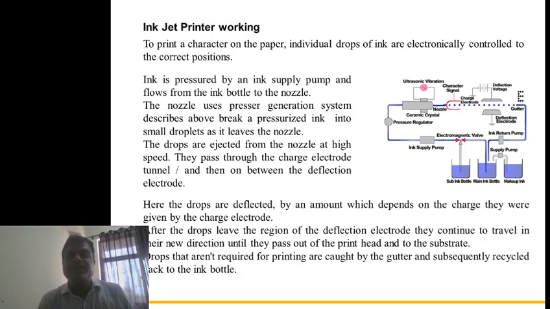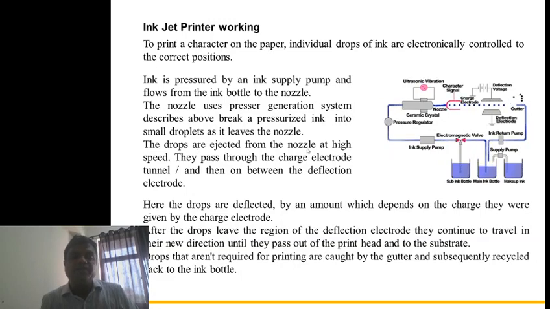So to print a character on paper, individual drops of ink are electronically controlled. See this diagram, it is very clear. Ink is pressurized by the ink supply pump. This ink supply pump creates the pressure and the ink flows from the ink bottle to the nozzle. So this ink is flowing to this nozzle. This nozzle uses a pressure generation system or thermal generation system. Any system can be used to create the pressure.